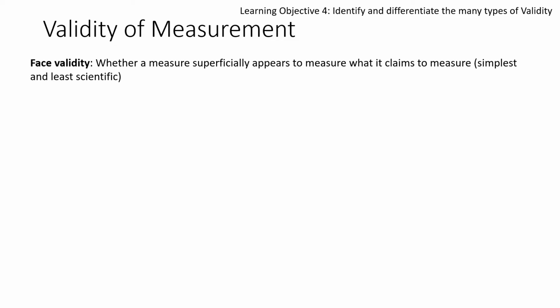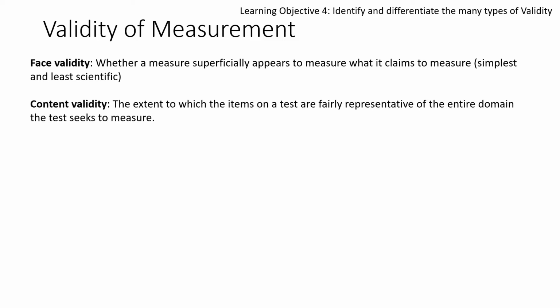So we get to that 4th learning objective, to identify and differentiate the many types of validity. We'll start with face validity. And face validity is basically measuring whether a measure appears to measure what it's claiming to measure. This is the simplest and least scientific. If I've got a few questions on depression, it'll have high face validity if those questions look to me like they're going to measure depression. If I show them to you and ask you, do these look like they measure depression? And you say yes, that's face validity.